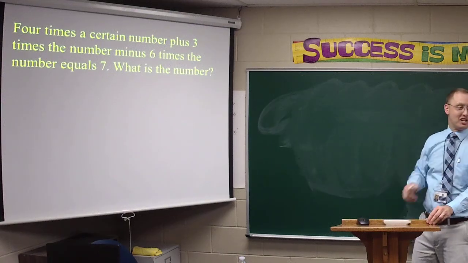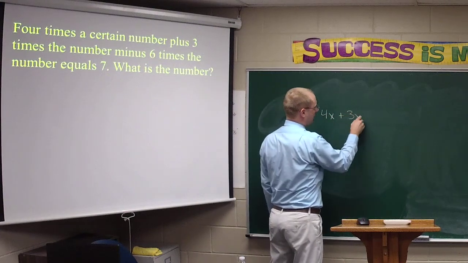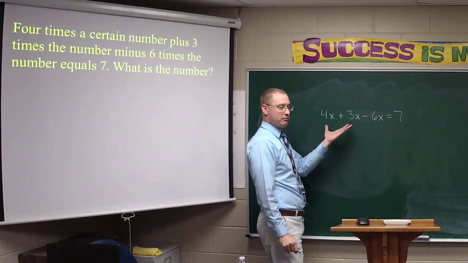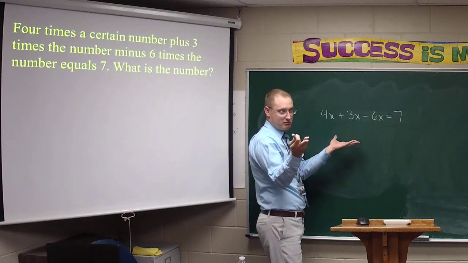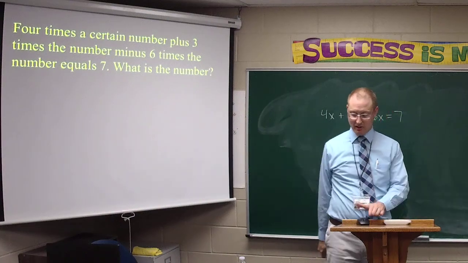What was your equation initially? 4x plus 3x minus 6x equals 7. And we combine all the x's, you just get 1x. So x equals 7. 7's our answer. How many got that answer? All right, good.